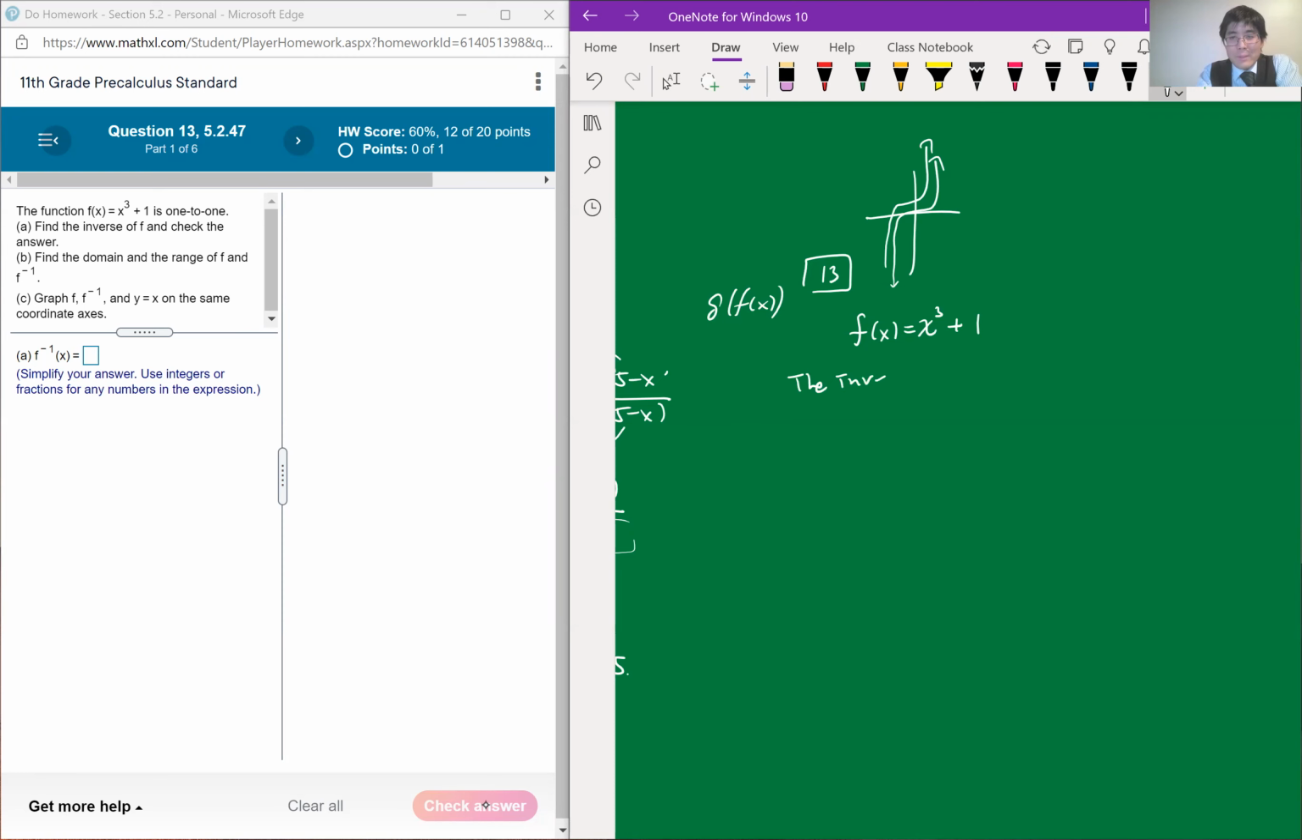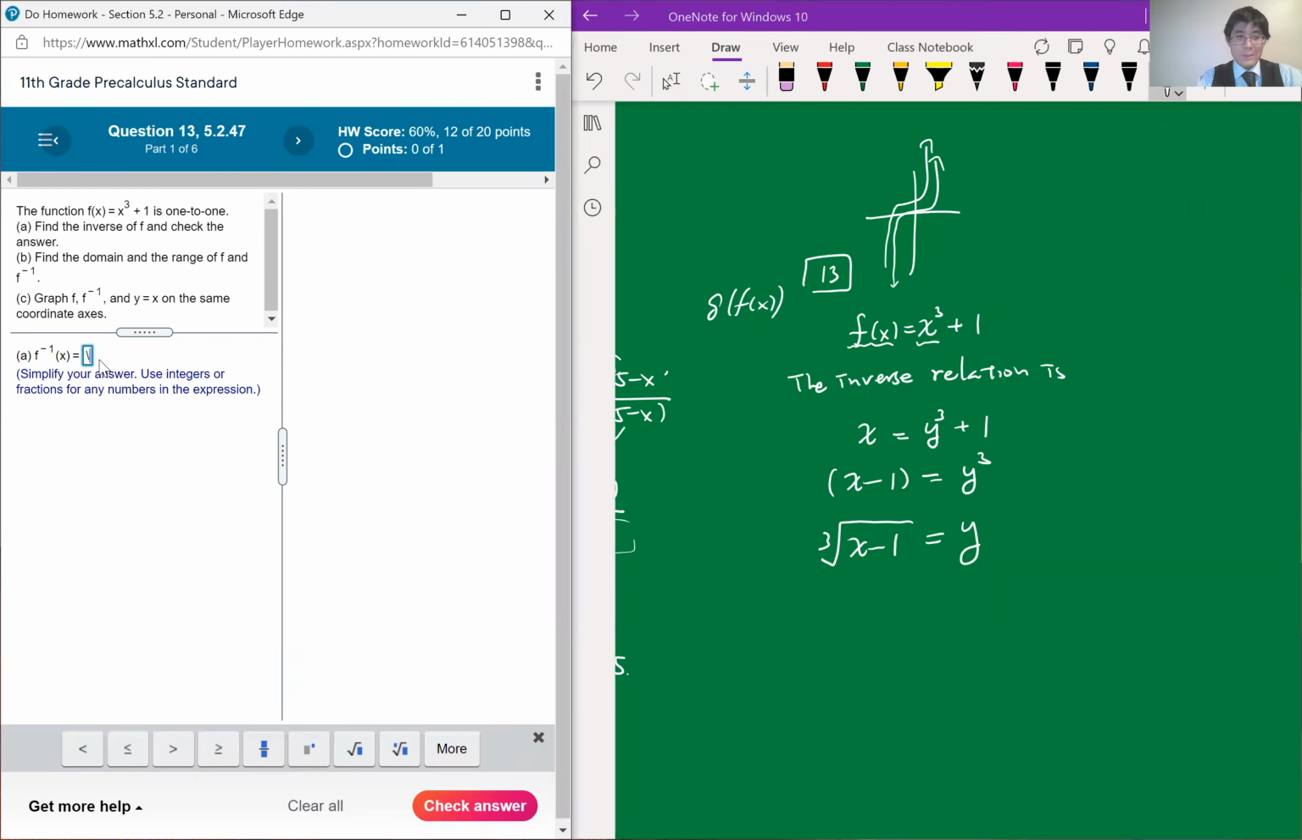The inverse relation is, replacing x and y, x is equal to y cubed plus 1. You are going to solve for y. So it's going to be x minus 1 is equal to y cubed. To remove the cube, since we are working with the real numbers, you just need to take a cubic root of both sides of the expression. So y is equal to cube root of x minus 1.